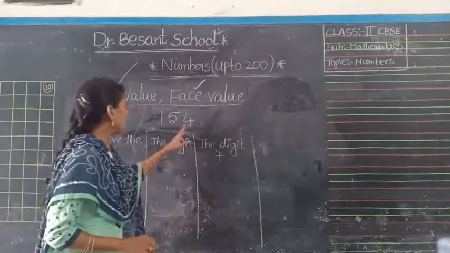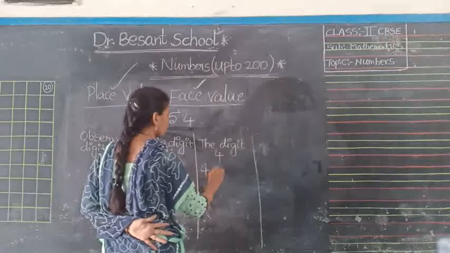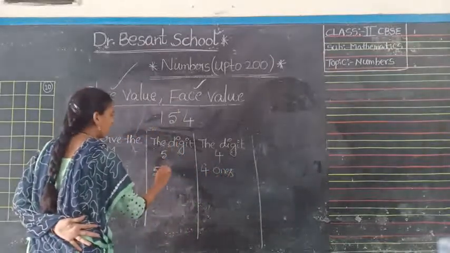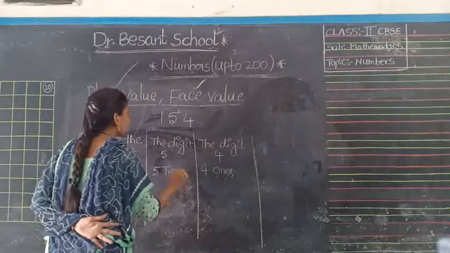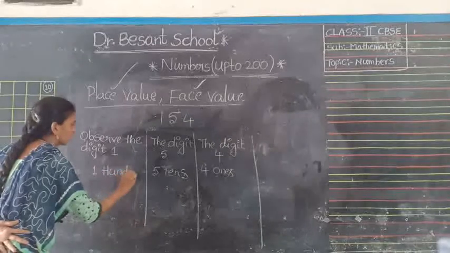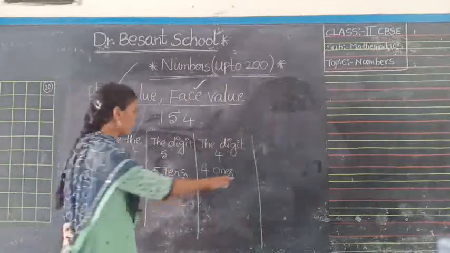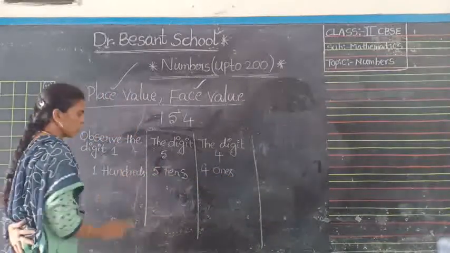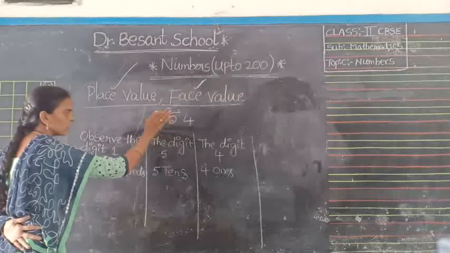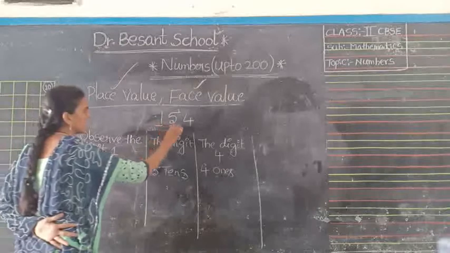Yes. Here the 4 is in ones place. 4 ones place. Here 5 tens place. Here the 1 hundreds place. Yes, children. Up to here, is it clear? 154. First thing you need to observe is observation of the digits in the number.